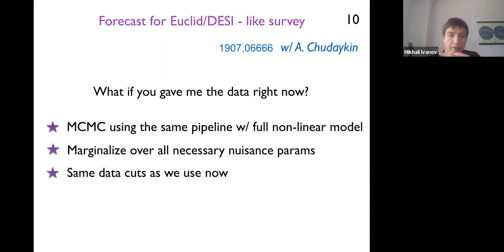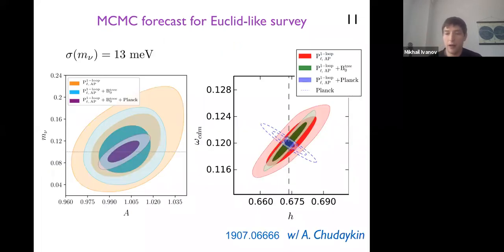So to answer this question, we have generated the mock Euclid data from the spectroscopic specification available in the literature. And we have run the full MCMC analysis of this mock data using the full nonlinear model and having marginalized over all necessary nuisance parameters. And then we use the same data analysis as we use now. So we decided to be very conservative in a sense, because of course there are many years to come, and maybe in these years we'll be able to make some progress and make even more improvements. However, even in this very conservative scenario, we're able to get very strong constraints on the neutrino mass.